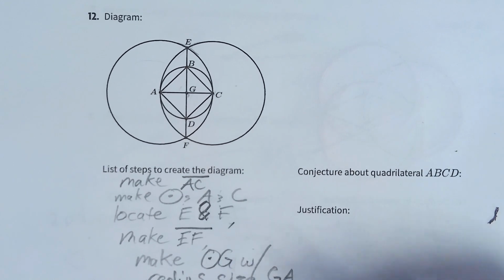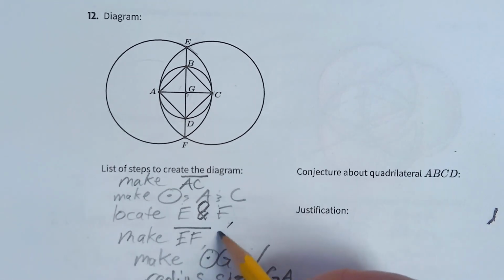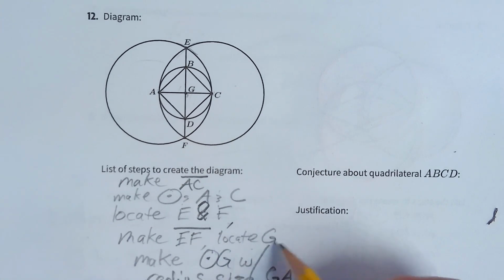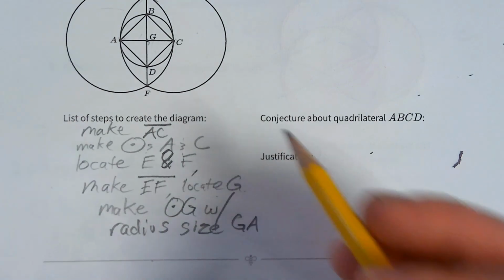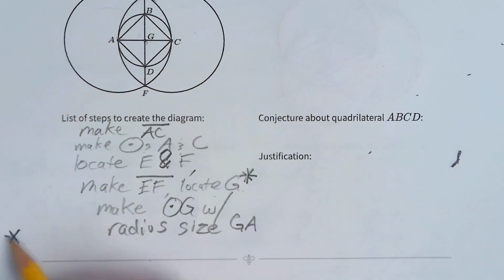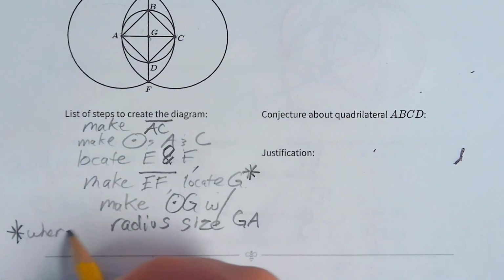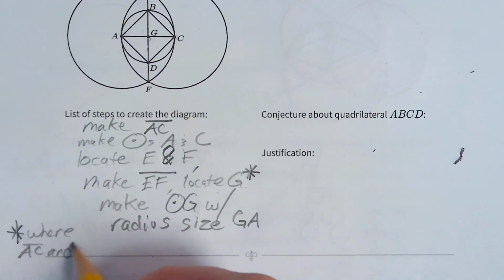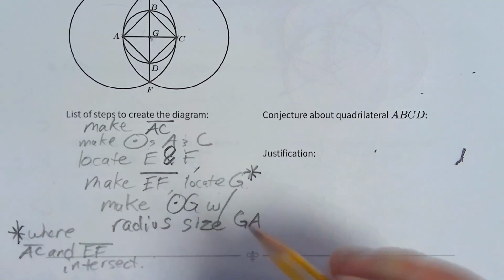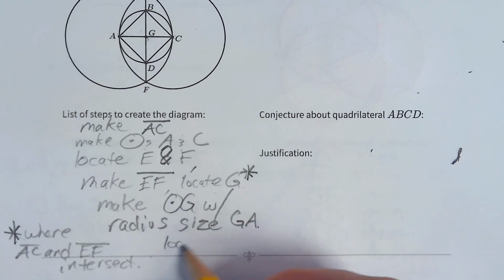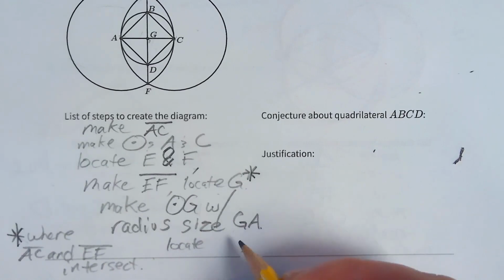G, A. So I guess you have to locate G, where G is where AC and EF intersect. Then make circle G with radius size GA. Locate B and D.